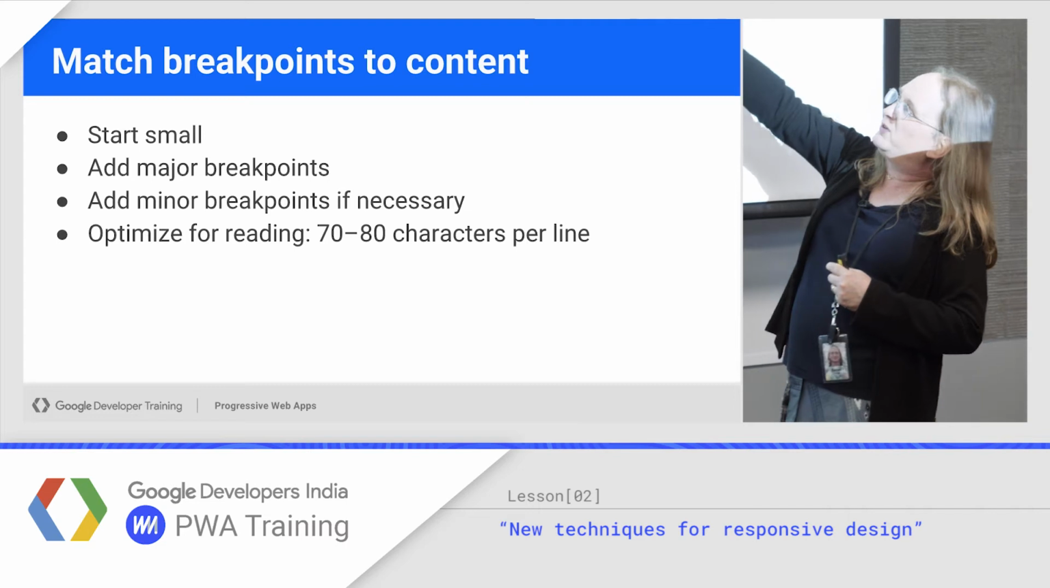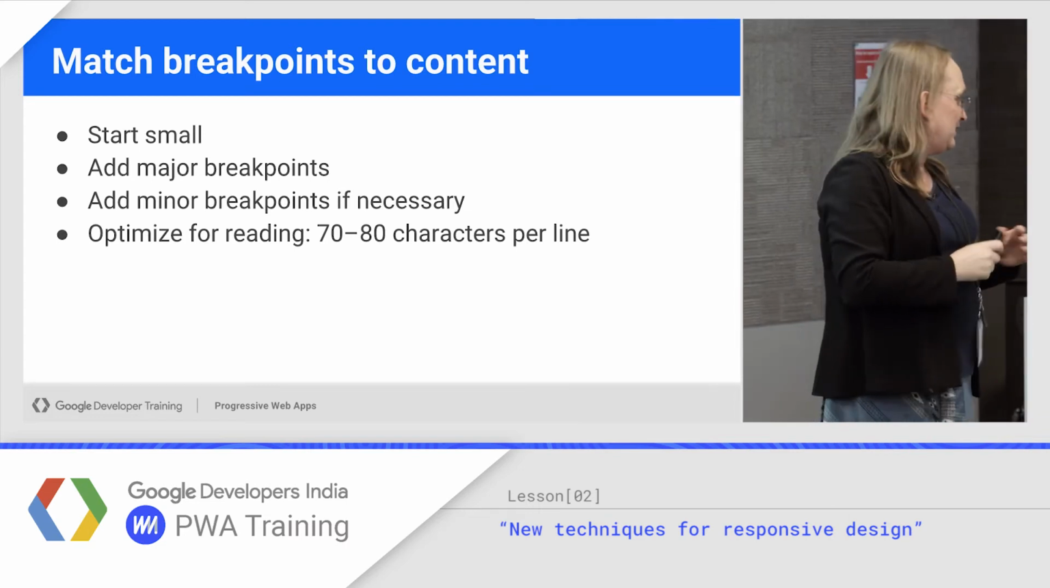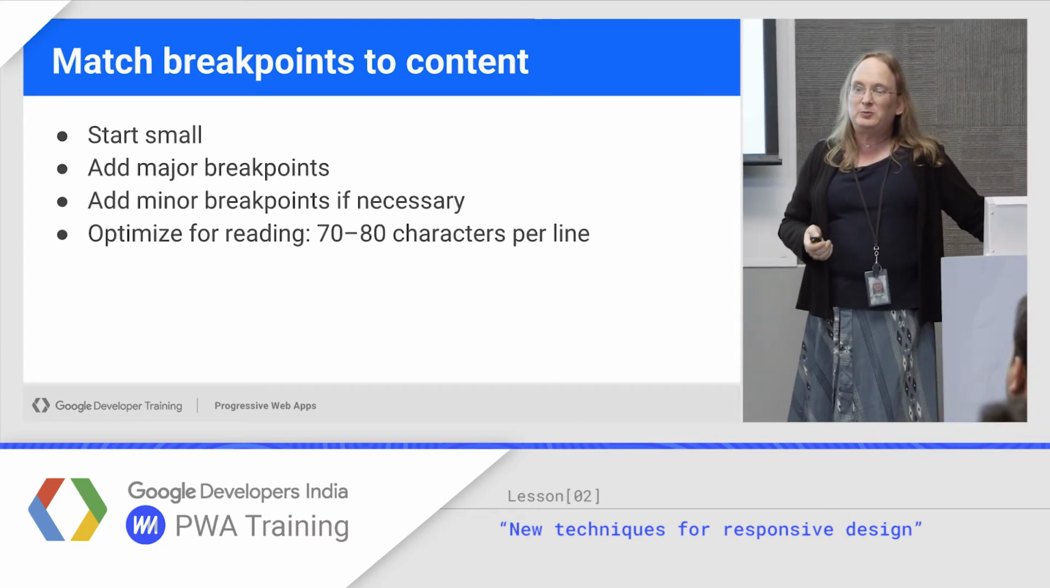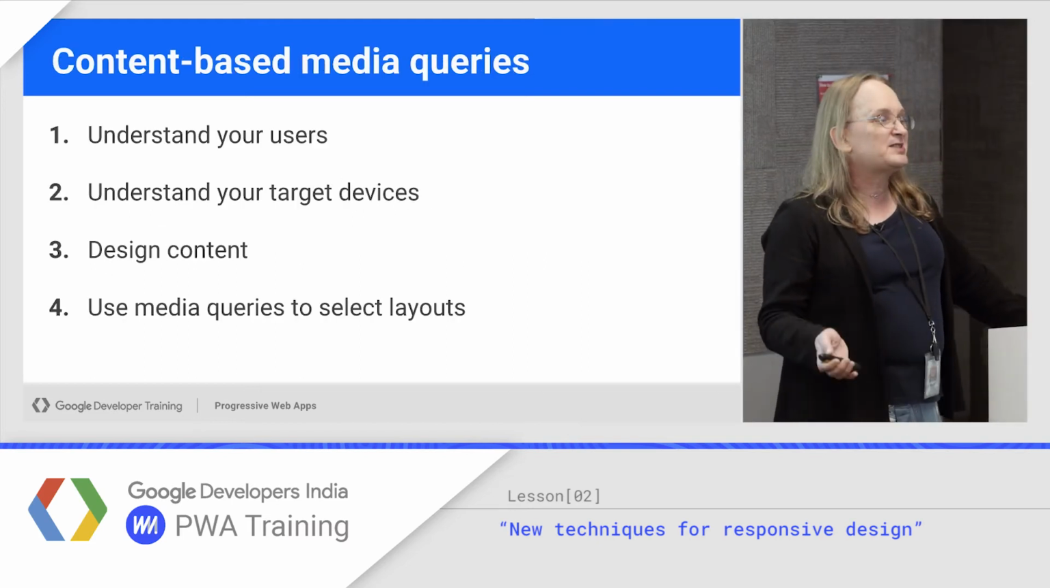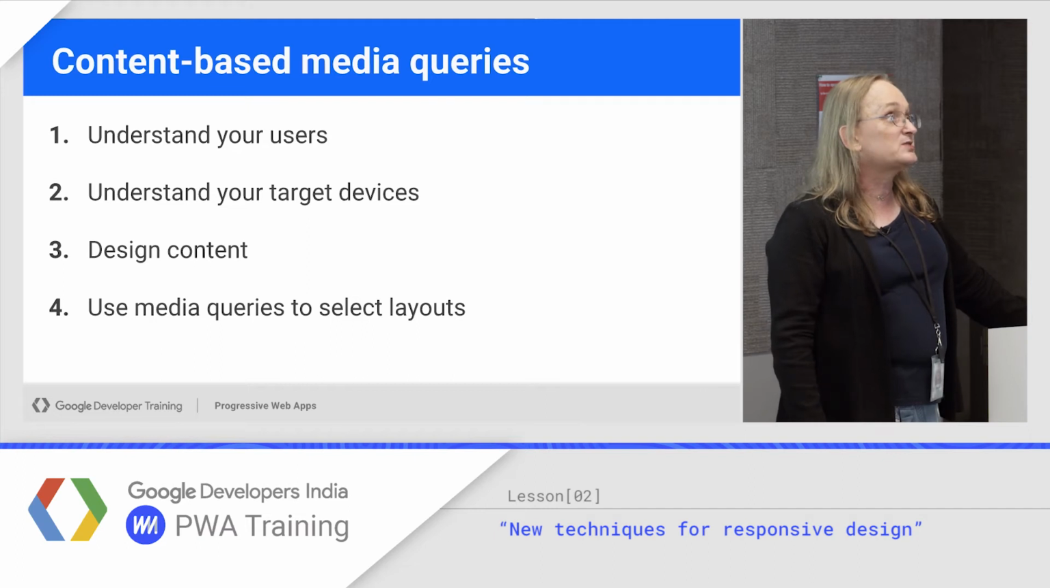And then use minor breakpoints for tuning. And you're really shooting for 70 to 80 characters per line. That's the optimal length for reading. And really what we're talking about here is content-based as opposed to device-based media queries.